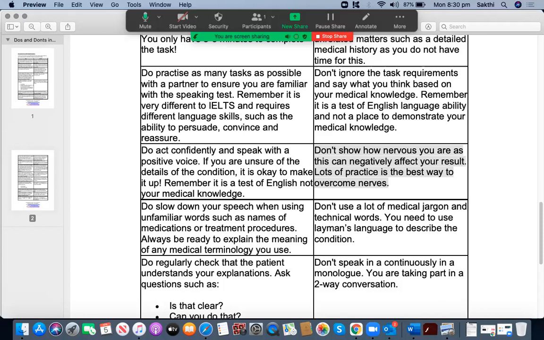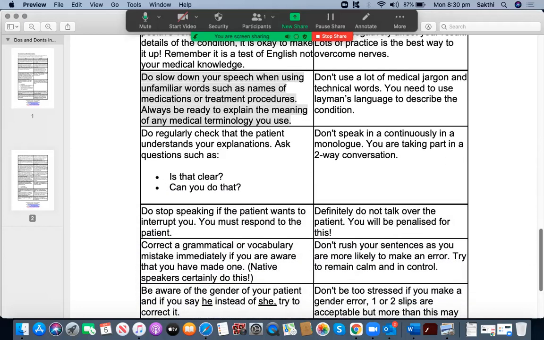Please slow down your speech when using unfamiliar words such as names of medications or treatment procedures. Always be ready to explain the meaning of any medical terminology you use. Remember that you are talking to a non medical professional from the society, and as a result, he or she doesn't know anything about the medical terms. You need to be able to explain those medical terms whenever you have to use them.